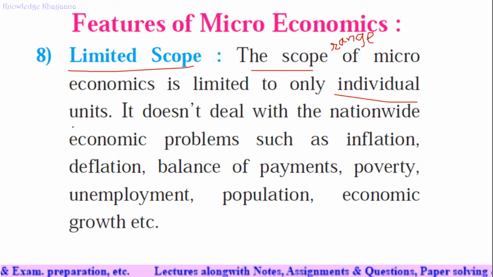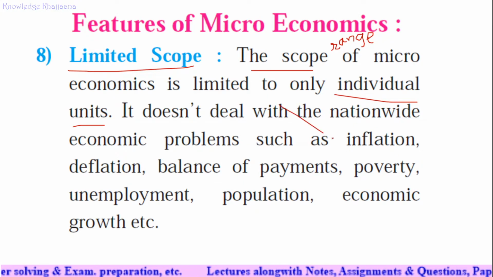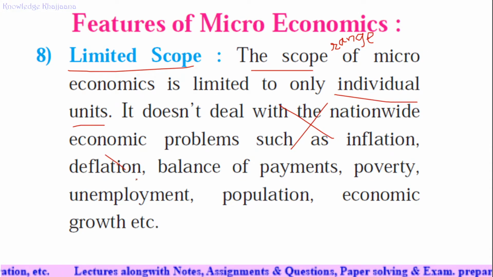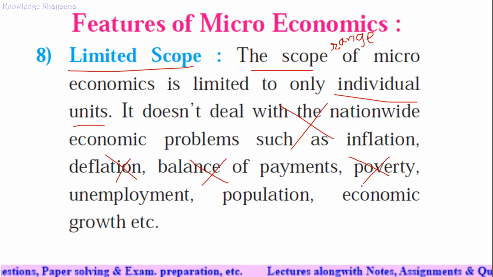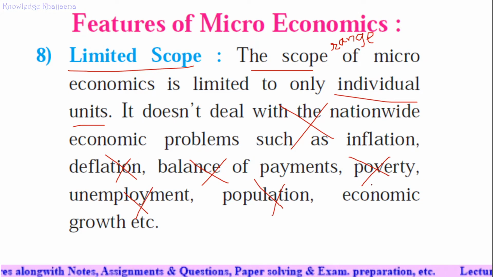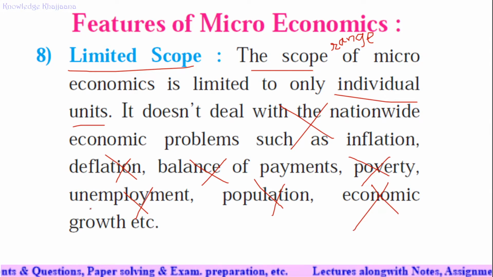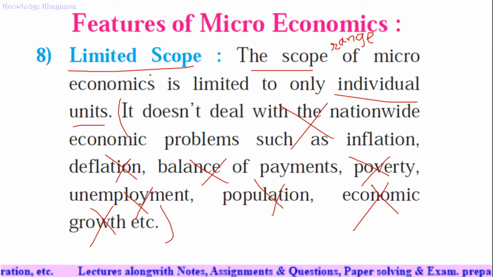To only the individual unit. It does not deal with nationwide economic problems such as inflation. It does not deal with inflation, deflation, balance of payments, right? Poverty. Poverty is a national problem. Unemployment, population, economic growth. These are the problems which have a big scope, right? These economic items have big scope. They are not dealt with, or not studied, in microeconomics.